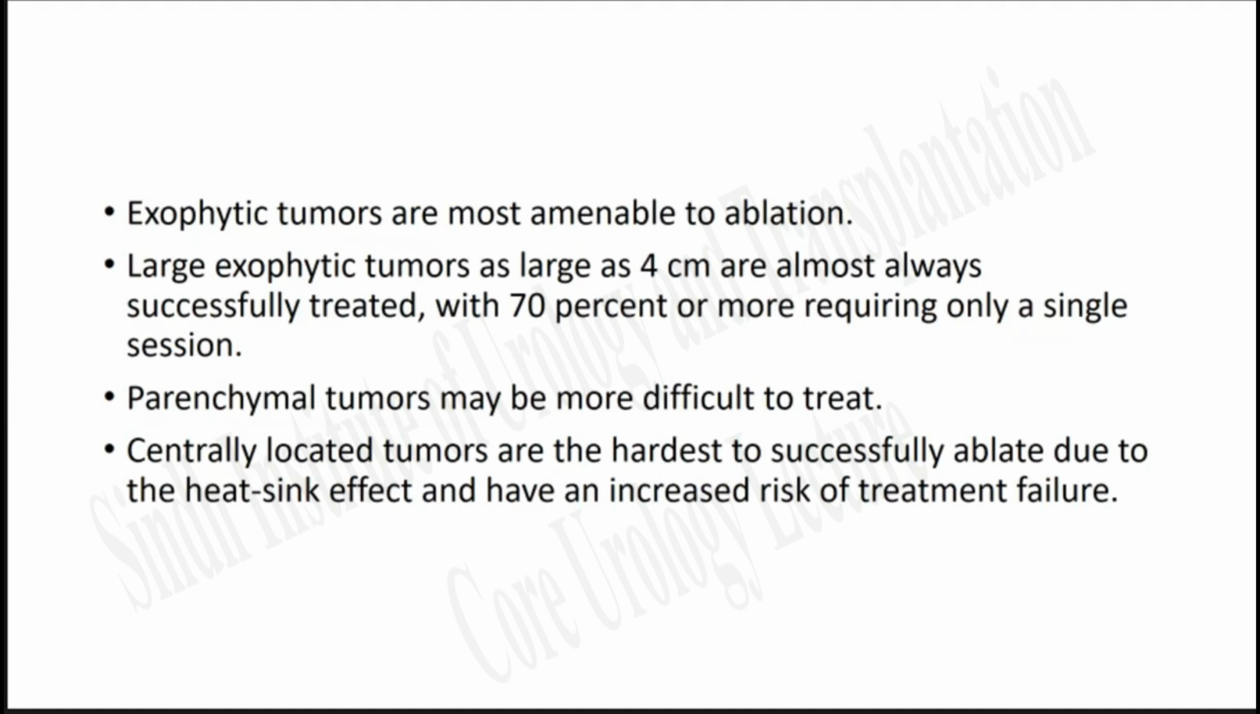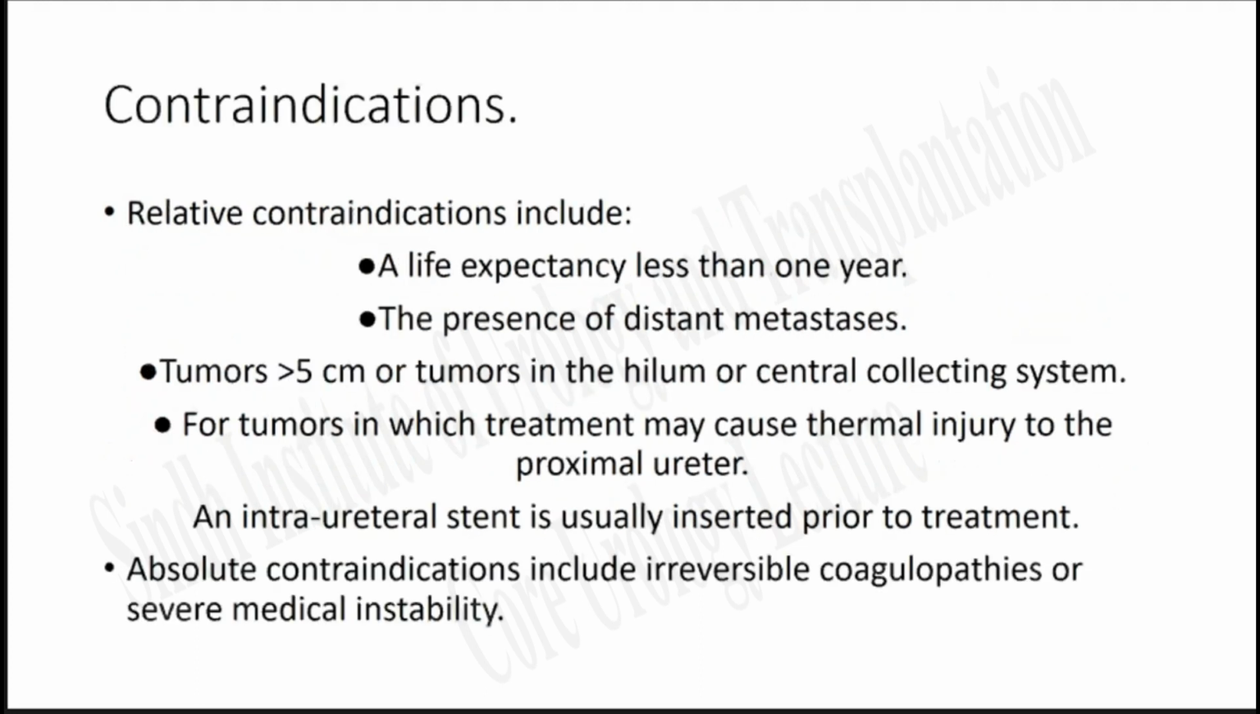Basically, the heat sink effect is a phenomenon in which the effectiveness of the ablation is decreased when the tumor is in proximity, less than 1 centimeter away, to vessels which have more than 3 mm of diameter. Then the blood vessels withdraw the heat and have a cooling effect, thus decreasing the effectiveness of the ablation. This is called the heat sink effect, and central tumors are hardest to treat because of it.